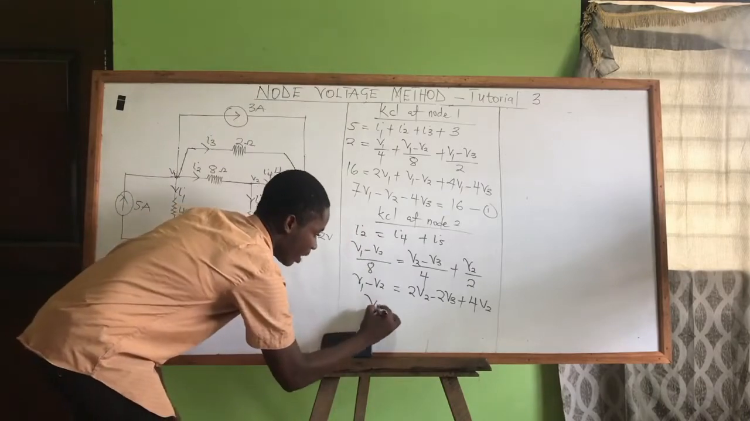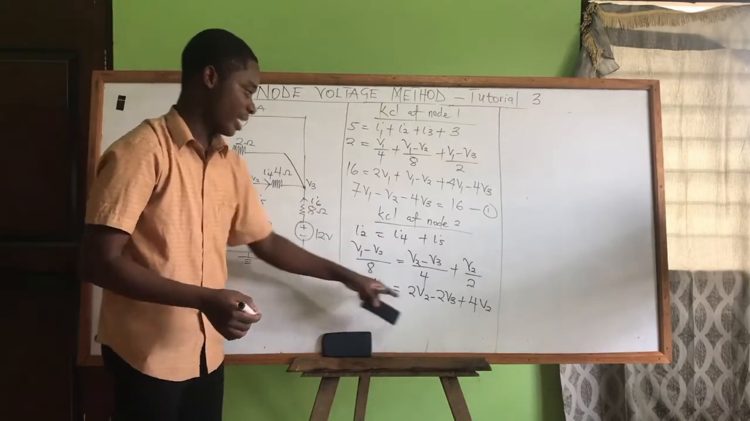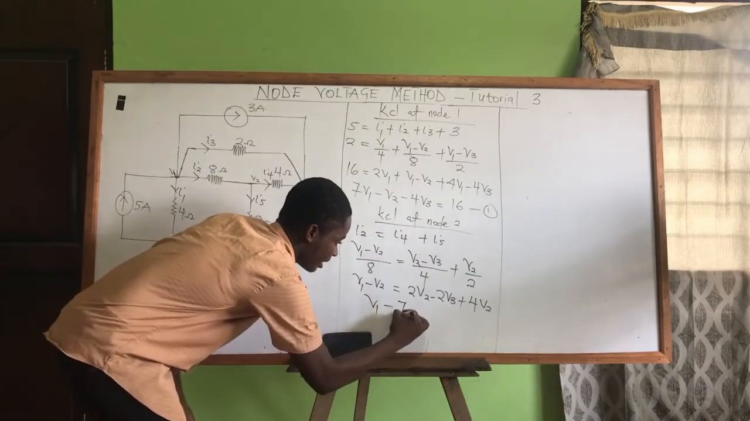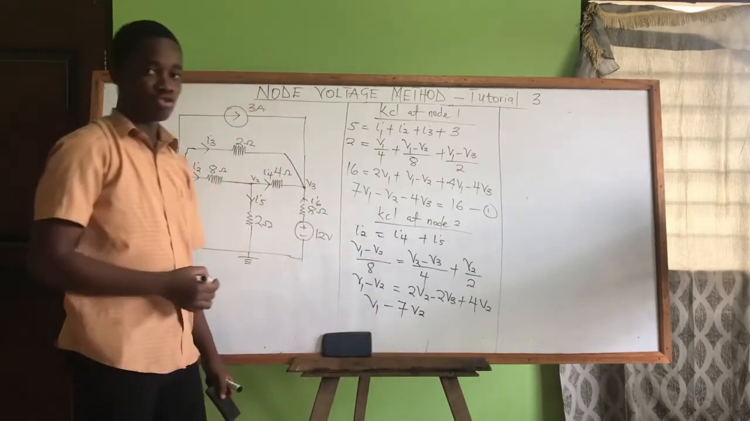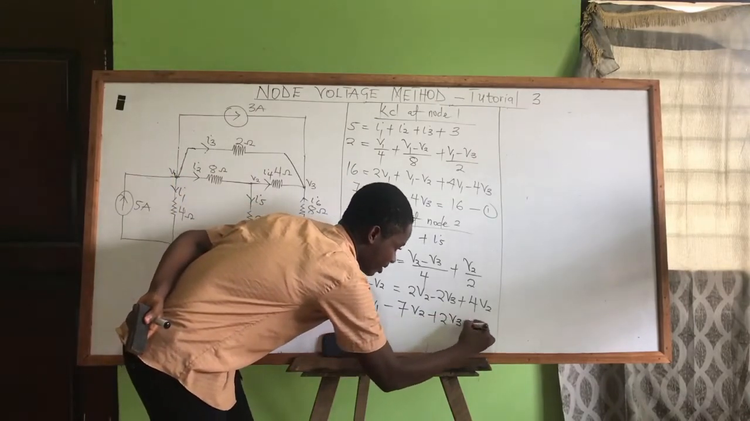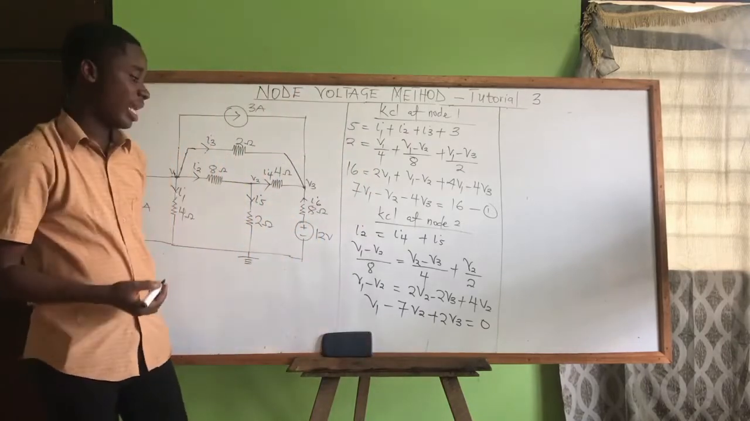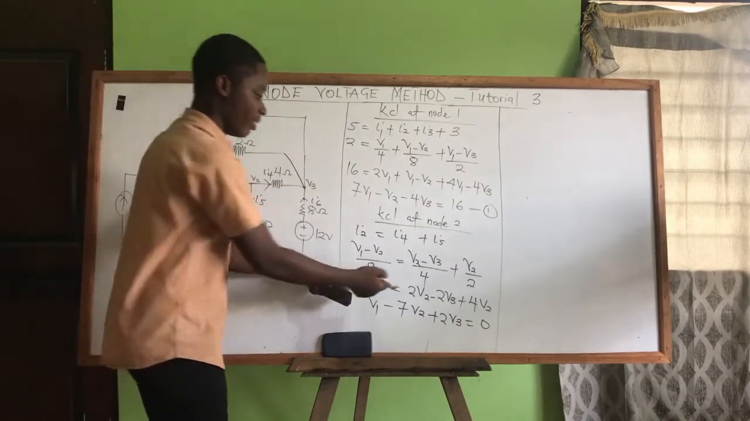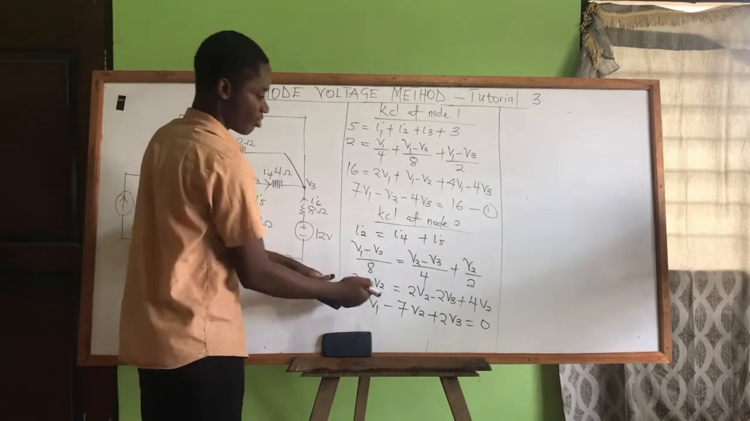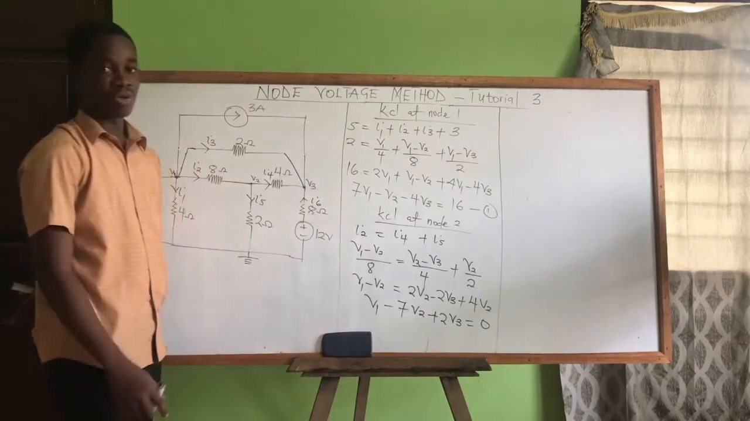So we can group like terms here. We have V1. So let's group the V2. We have minus, minus, minus, giving us minus 7V2. And we have plus 2V3 is equal to 0. We are just grouping our items, bringing all the variables here. So I have V1 minus 7V2 plus 2V3 is equal to 0.